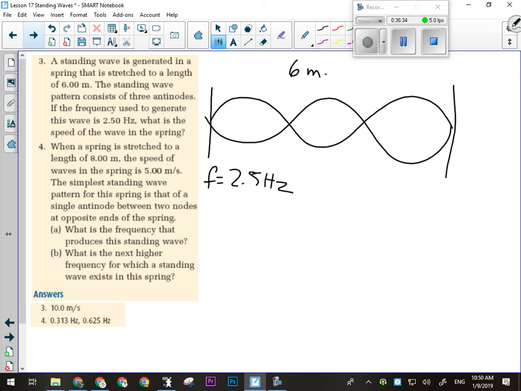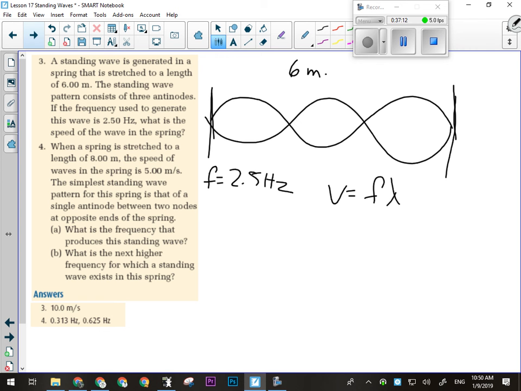If I want to calculate speed of waves, I'm probably going to be using this formula, I would think, right? V equals F times lambda. I have F, it's 2.5. How do I get lambda? I know that this pattern here is 6 meters long. How many wavelengths are there? 1.5. So can I figure out how long one wavelength is?